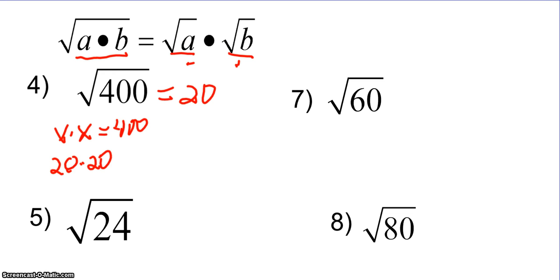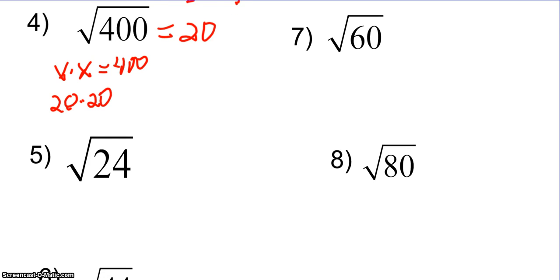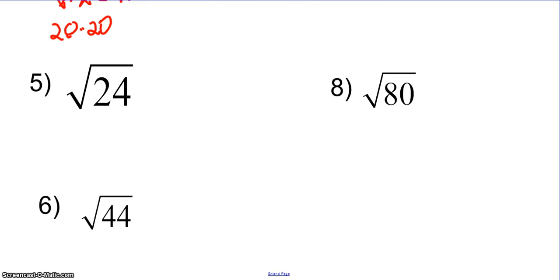Let's look at number 5. Now you notice 24, there's nothing that says something times itself gives me 24. It's impossible. So that means, what perfect square can go into 24?